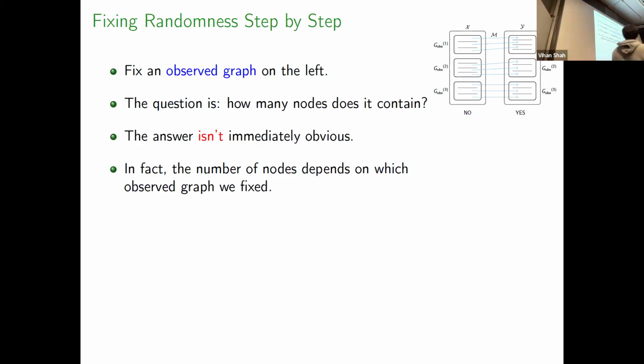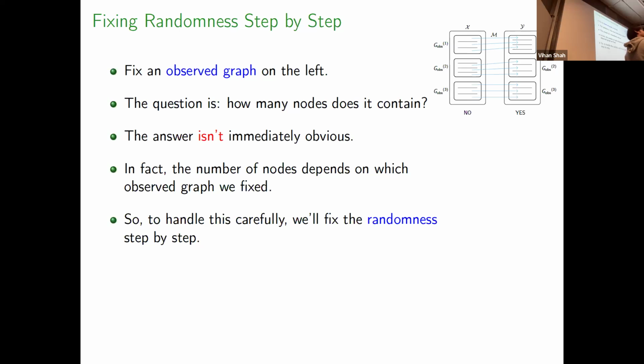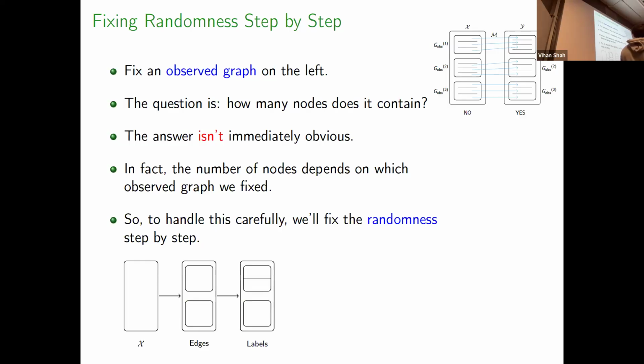But what you can do is the following. We'll fix the randomness step by step. So what we do is, let's look at all these nodes that we have over here. Let's fix some of the edges that are part of the observed graph, right? So we know ALG makes these particular queries, so we can fix some of the edges of the graph that ALG sees, and that partitions the number of these instances into these boxes. Then let's look at the first box. We can also maybe fix some of the labels, right?